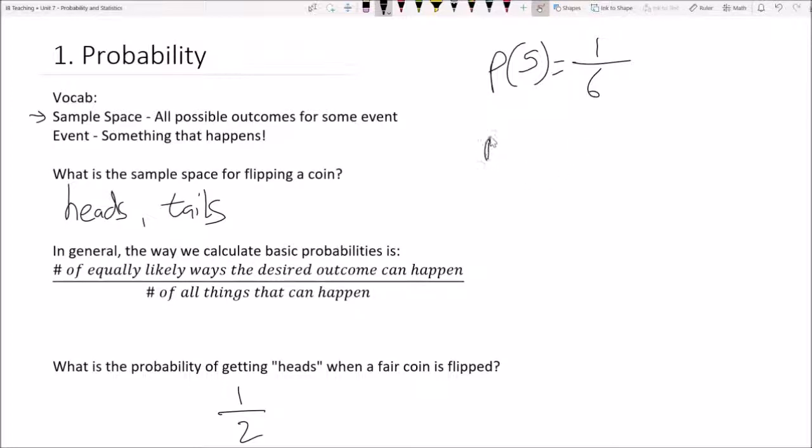And that's a little different than if we had, like, the probability of getting an even number when we roll a die. Because then we'd say, well, there's more than one way to get an even number. There's 2, 4, and 6. That's 3 different ways out of 6 different numbers on a die, so the probability of getting an even number simplifies to 1 out of 2. Okay?